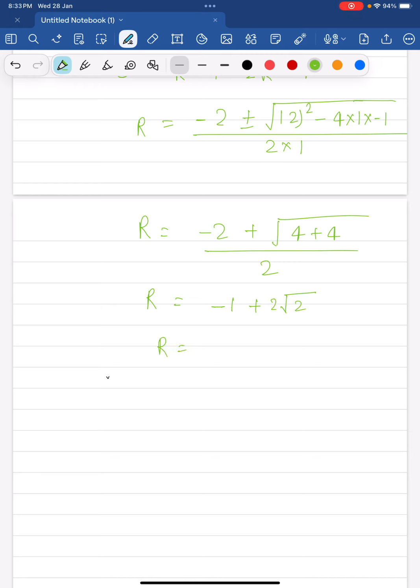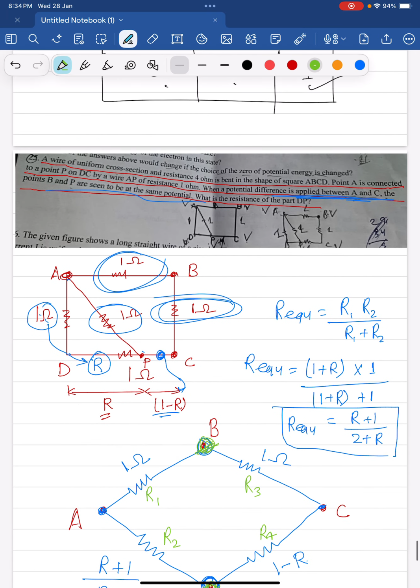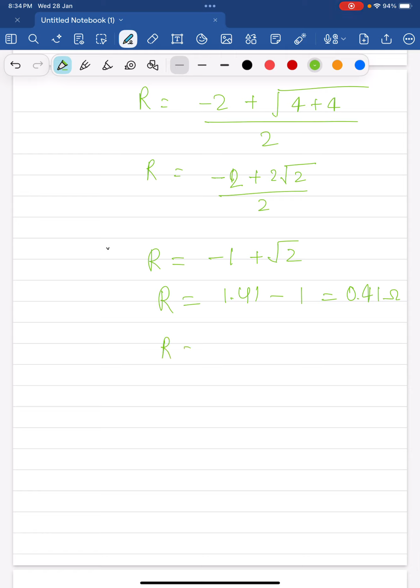So R will be equal to, this will be 2 divided by 2. So R will be equal to minus 1 plus root 2. So R will be equal to 1.41 minus 1. It means 0.41 ohm. So in this question we have to find what resistance of DP, which is equal to R. Resistance of DP is 0.4 ohm. This is the answer.